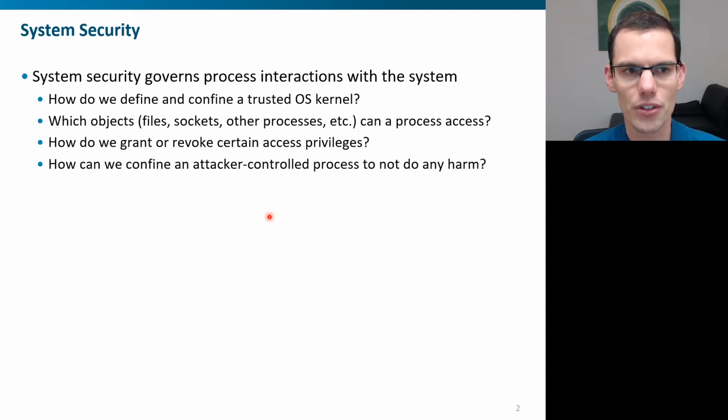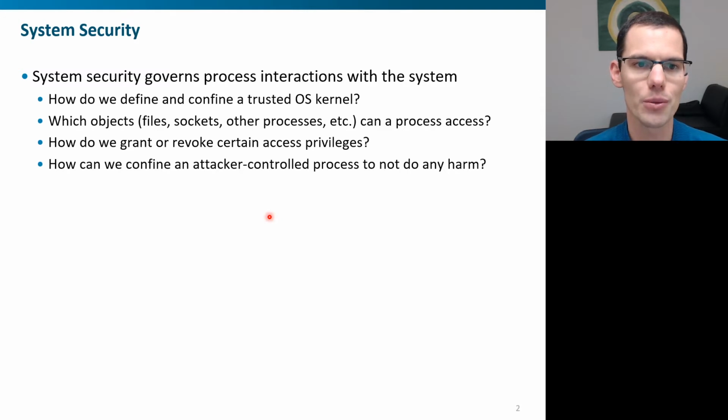Then we already talked about processes, how they can interact, but we also need to govern somehow which objects a process can access. So which files, which sockets, which other processes can a process access. And all this has to be governed somehow by the operating system. And how do we grant new access privileges? For example, if you create a new file, how do we allow a certain user or a certain process to access that file and with which privileges? And later on, how do we revoke these privileges again?